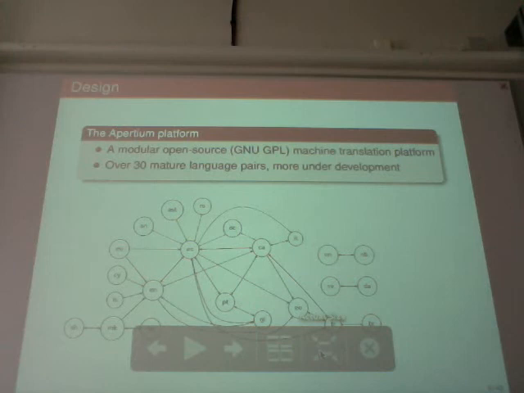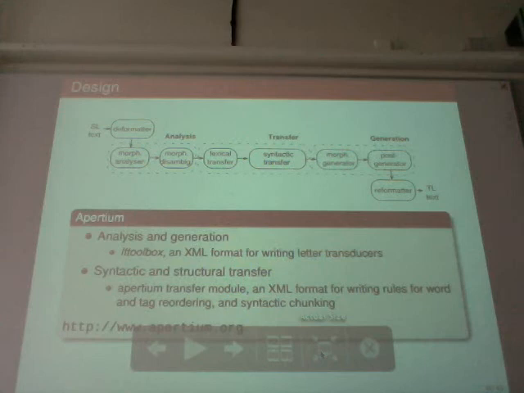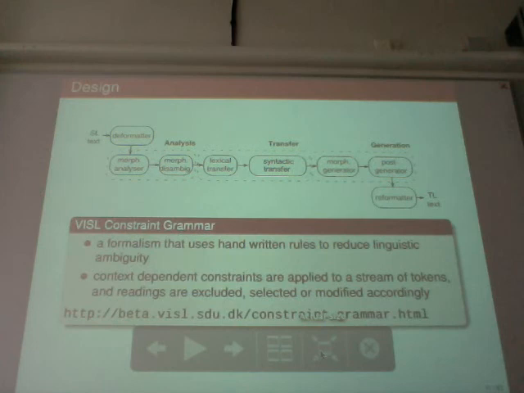This is the description of the pipeline, which has already been described. We used the LT Toolbox format for analysis and generation, and for lexical transfer. Syntactic and structural transfer was performed by the Apertium transfer module, which is a format for writing rules for word reordering and syntactic chunking. For the simplification step, we used constraint grammar, which, as Kevin described, is a formalism that uses handwritten rules to reduce ambiguity. The constraints are applied to a stream of tokens, and then, according to the context, readings can be excluded, selected, or modified.